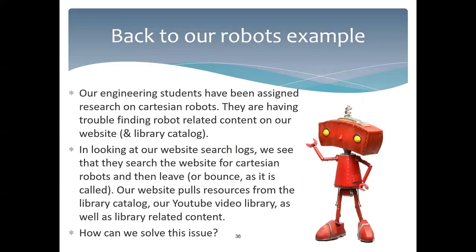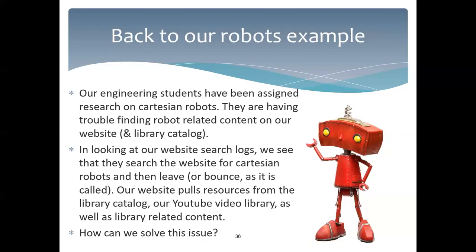So, back to our robots example, our engineering students have been assigned research on Cartesian robots. So these are mapping robots, robots that map and measure things. But they're having trouble finding robot related content on our website. And that would also include the library catalog. We have been charged with trying to help solve this dilemma because they're really having a terribly hard time. Now, there's lots of different ways in library land that we could do this, but we're just going to look at it from the data side and kind of talk about it from the controlled vocabulary side.